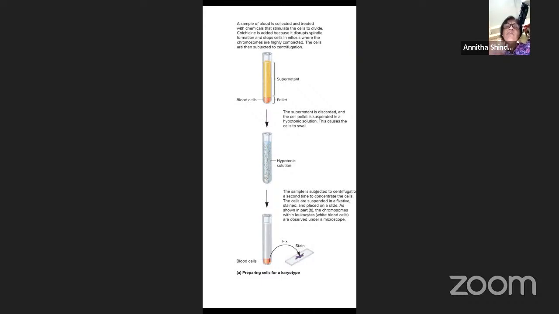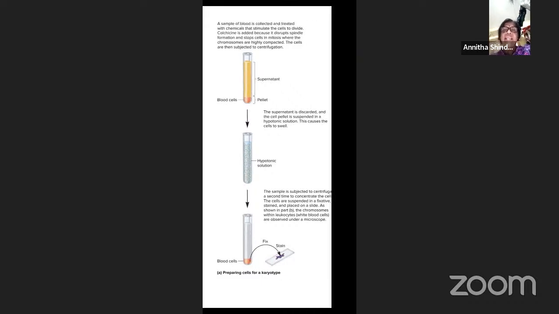After centrifugation, you'll get two things: one is the pellet, and the other is called the supernatant. The pellet will be at the bottom. Pellet is also called the residue, and the upper liquid you call the supernatant. Then you have to discard the supernatant and take only the cell pellet, that is the residue, and suspend it in a hypotonic solution, and this causes the cells to swell.